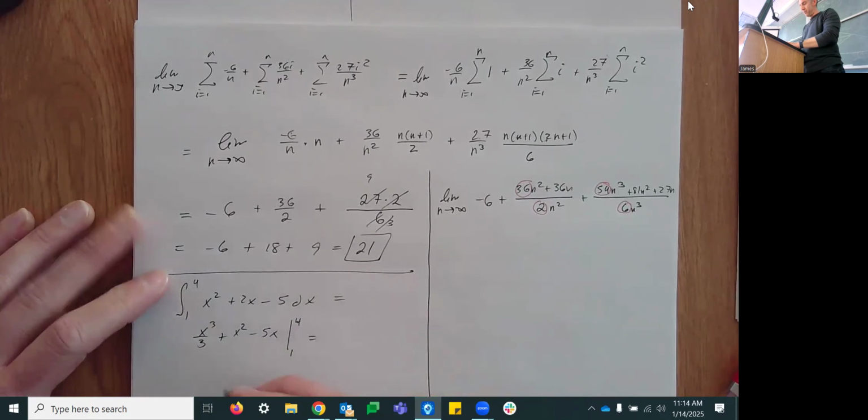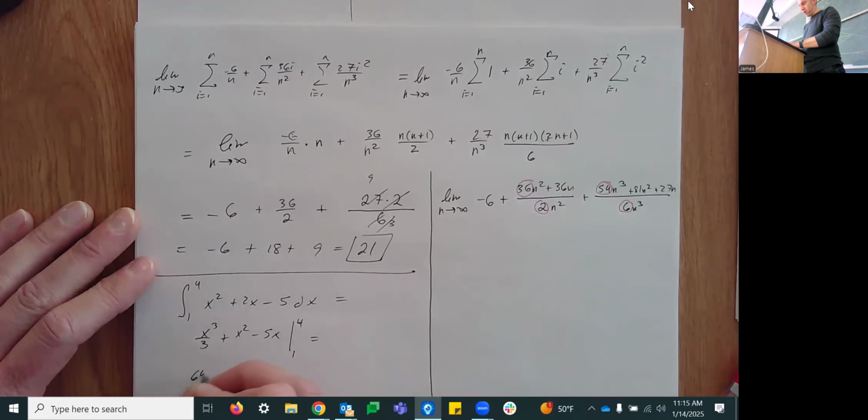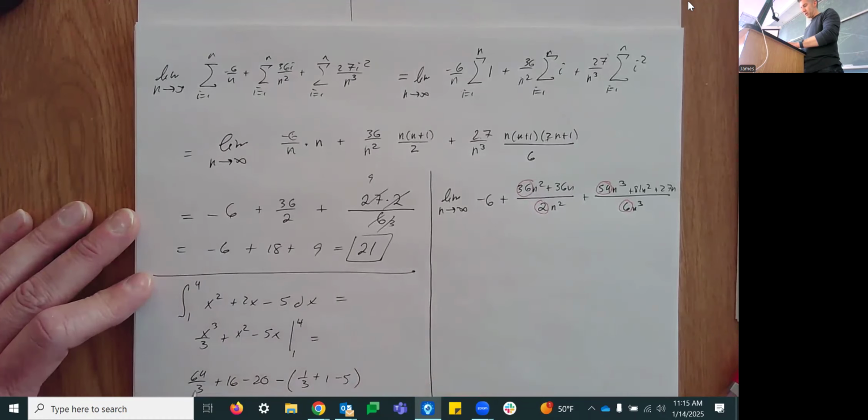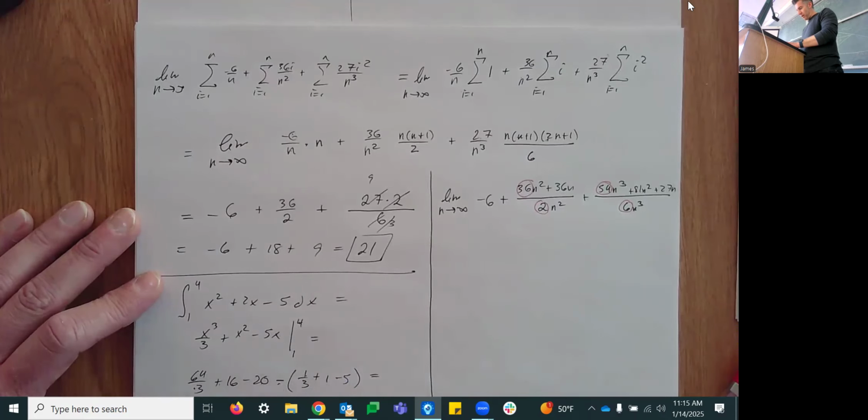So here we're going to get 4 cubed over 3 plus 4 squared minus 5 times 4 minus 1 cubed over 3 plus 1 squared minus 5 times 1. And if we simplify this, 64 minus 1 is 63, and 63 divided by 3 is 21. And then 16 minus 20 is -4, and minus 5 is +5. Oh, but I forgot the 1 there, minus a 1, and so we have exactly 21. Oh, good, it worked out.